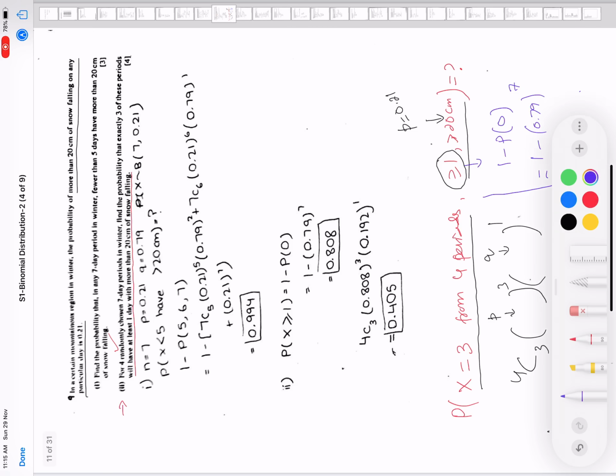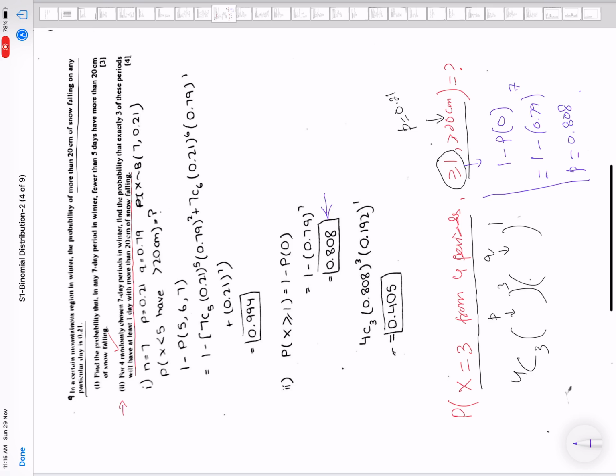Therefore, this answer is 0.808. This is not the right way to write this answer. This must be up to 4 decimal places, so make sure you write a 4 decimal places value here. And now use this value here, 0.808, and this will be 1 minus P, which is 0.192. So this is the way to get P for the new binomial model from the previous binomial model.